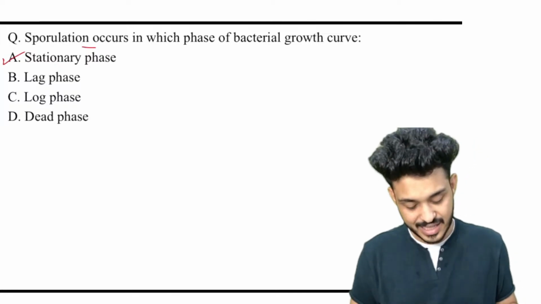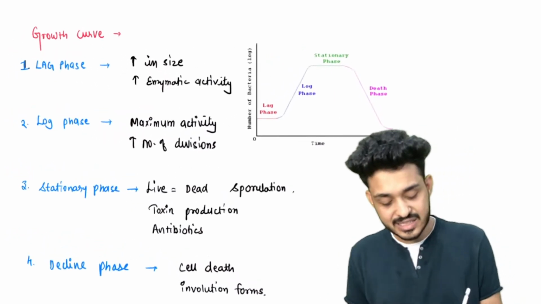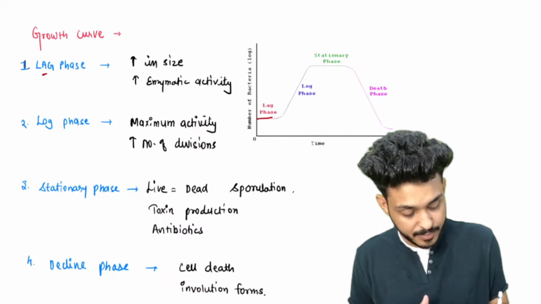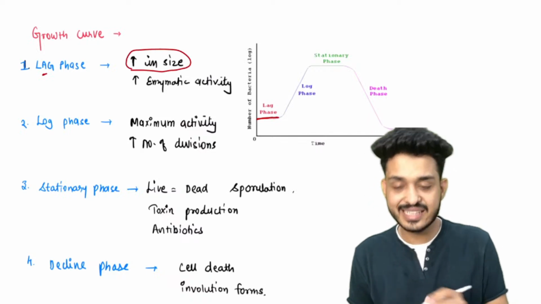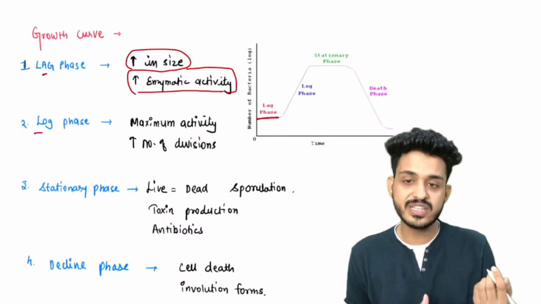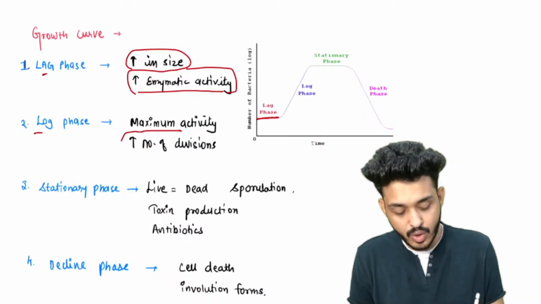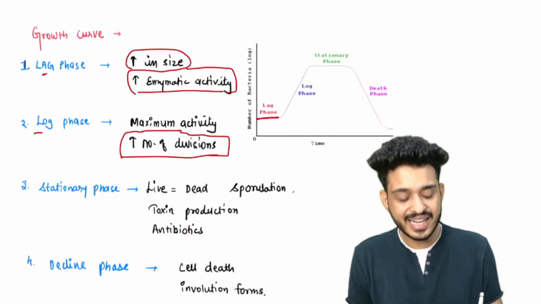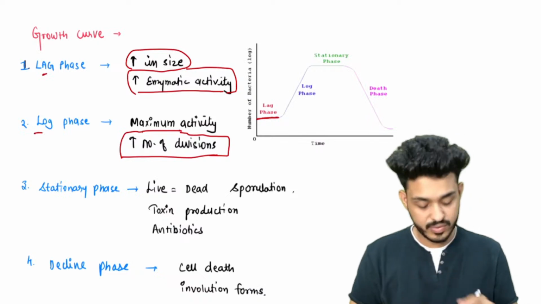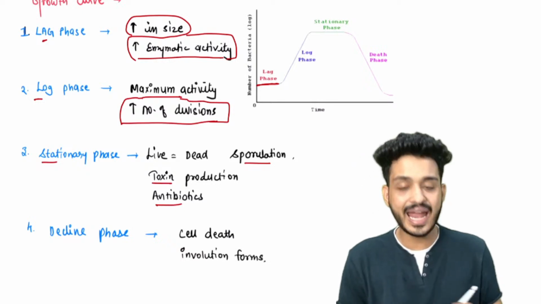Try to understand what is happening. What are the different phases of bacterial growth that we have? Remember, guys, the first phase is the lag phase. In the lag phase, the bacteria increase in size and their enzymatic activity increases. Phase 2 is the log phase. You will find maximum activity, but for your examination purposes, just remember there will be an increase in the number of divisions. So if they ask when the number of divisions will be more, your answer will be log phase. In the stationary phase there will be sporulation, toxin production, and antibiotic production.